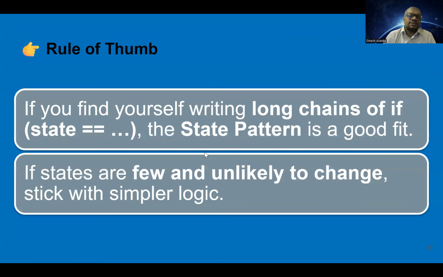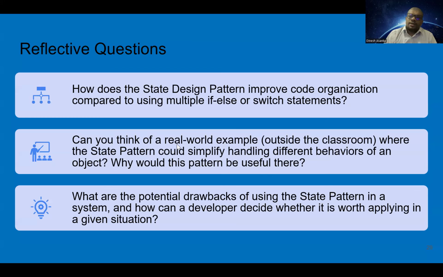So the golden rule is, if you find yourself writing long chains of if state equals this, do this; if state equals that, do that, a large amount of code like that, then that's a good candidate for the state design pattern. And if the states are very few, less than 3, and unlikely to change, then stick with the simpler logic. So that's about the state design pattern. With that, we have covered 9 design patterns.